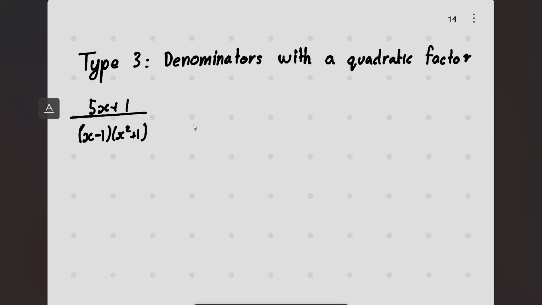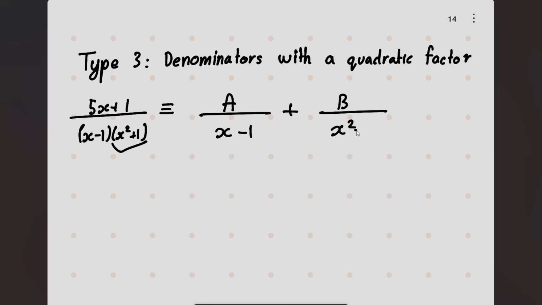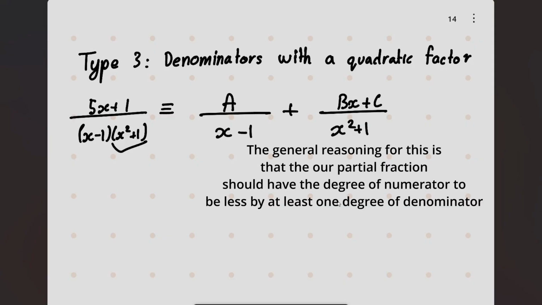So this is how you're going to write your final answer. So now you have a type 3 related to partial fractions, which is the denominators with the quadratic factor. x squared plus 1 is just going to give you a complex number, because x squared plus 1 equals 0, x squared equals negative 1, which doesn't have any real solutions. Hence, we're just going to have a quadratic factor within our partial fraction. So instead of saying a over x minus 1 plus b over x squared plus 1, you're going to have bx plus c. And I'm going to explain this in the why section of the video.